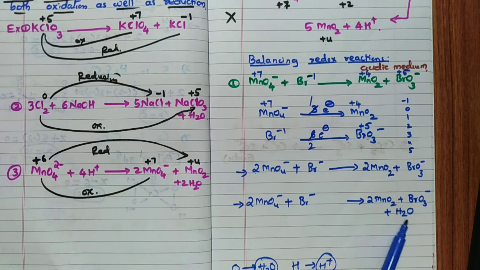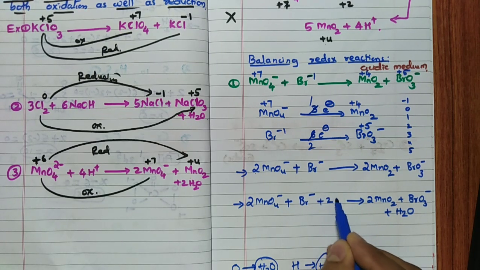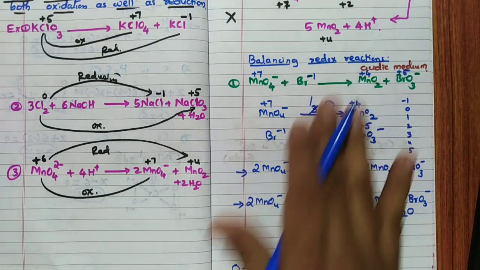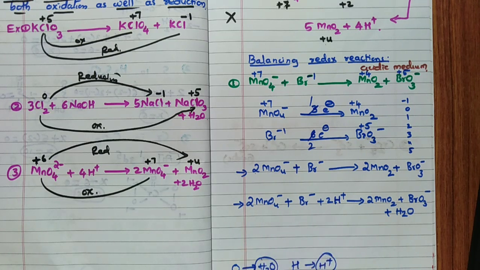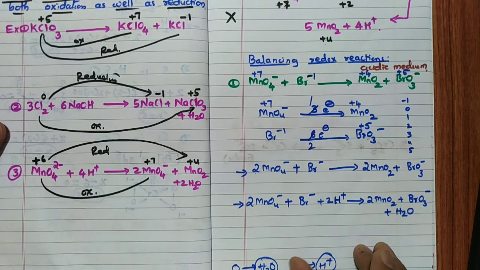So now you can see 2 hydrogens are there. So I will balance it with 2H plus. Now this is the balanced chemical equation for this. Now if you calculate, charges are also going to be equal. See, 2 minus plus 1 minus, 3 minus plus 2 plus, 1 plus is left. Sorry, 1 minus is left. See, 1 minus is here. Like this. Charges are balanced automatically. Remember that point. I hope you understood this.